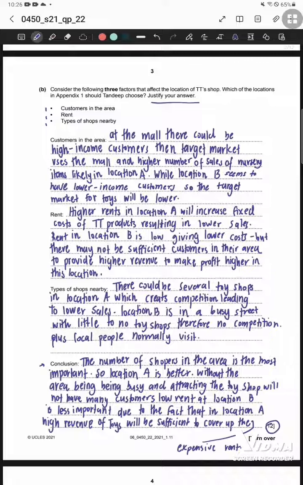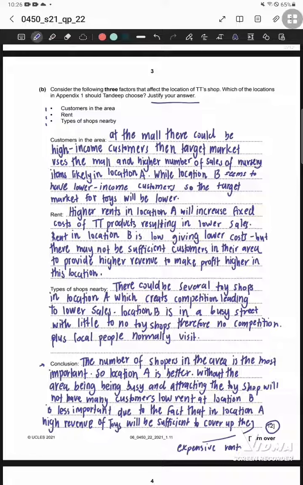Okay, so let me read the appendix for you. We have Appendix 1, the 2 locations. Location A is the shop located in a popular shopping mall in the city center. Parking is expensive and the rent is high. The mall is open from 8 to 10. There are several other toy shops located in the mall, as well as banks, a cinema, and a children's playground.